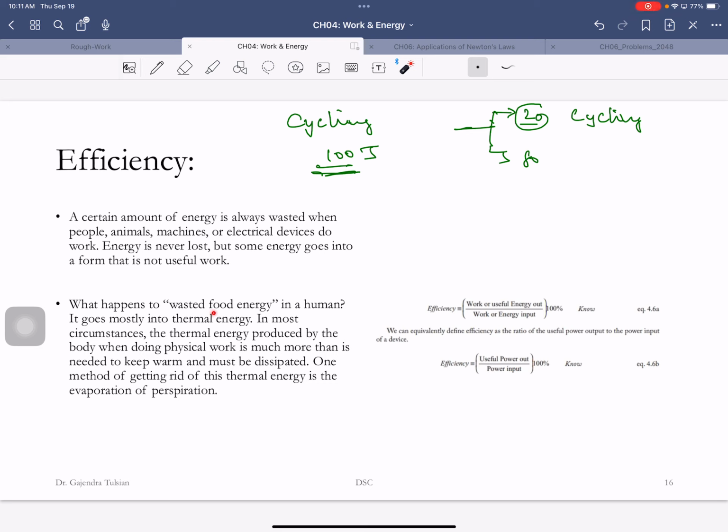So what happens to wasted food energy in a human? It goes mostly to thermal energy. And you're using some of the thermal energy to maintain a constant body temperature. But if the thermal energy produced by the body when doing physical work is more than is needed to keep warm, then that must be dissipated. And as we said, we sweat to dissipate the excess heat. We'll talk about that in one of the next chapters.